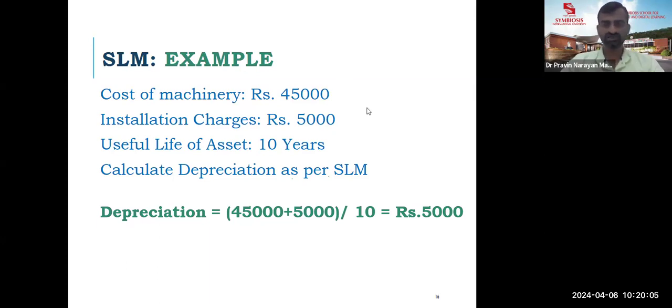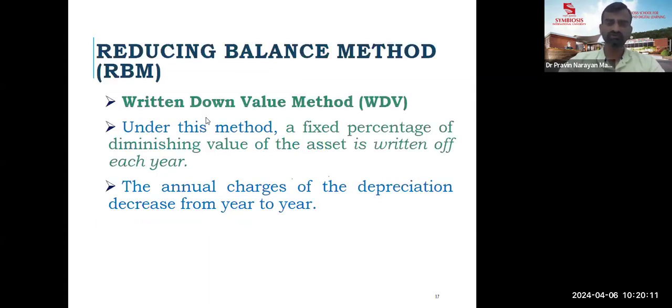So I suppose you understood that concept. Let's move towards the next concept, the reducing balance method, or we can say written down value method. In this depreciation method, commonly used in accounting, we allocate the cost of an asset over its useful life. It is also called a gradual reduction in the book value of the asset.